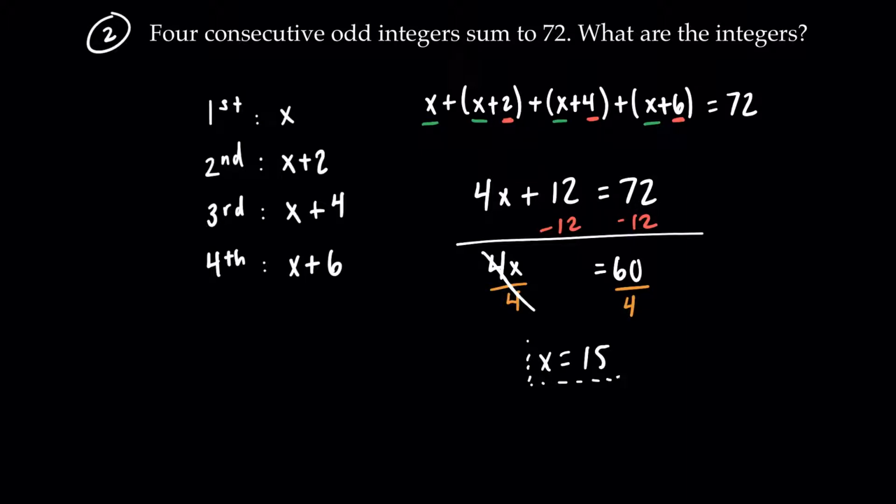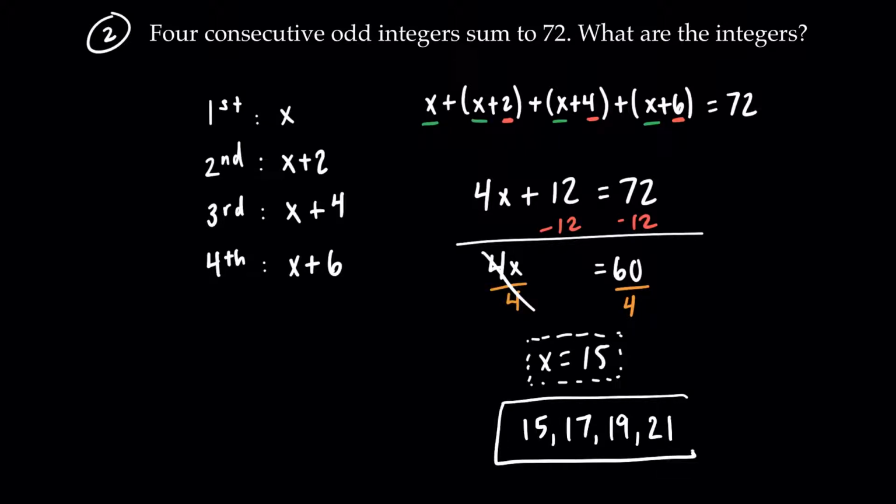All right, and is 15 the answer? Well, what was the question asking? The question was asking what are the integers, so there are multiple integers. We solved for x, which happens to be the first integer. So our answer then would be 15, 17, 19, and 21 because we have to take 4 consecutive odd integers. Okay, and if you check and you add those, they equal 72.